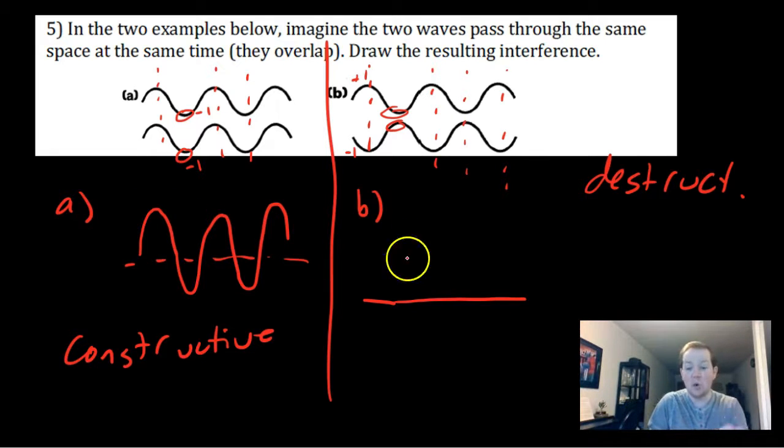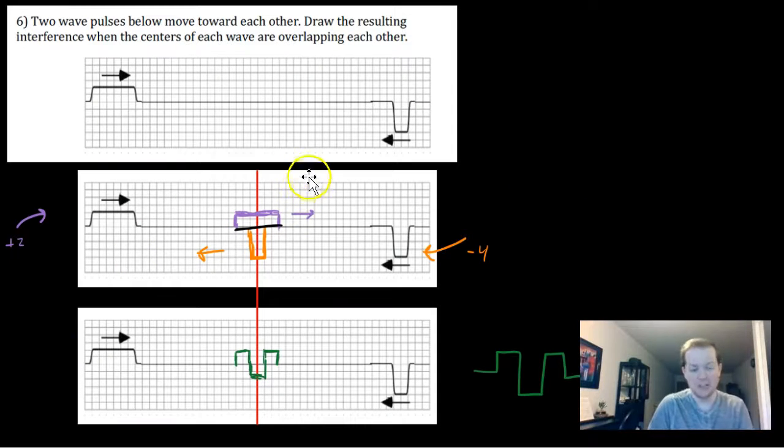Okay, so these are what I expect to draw. It's tough, but you pretend like you kind of cut them out, lay them on top of each other, and what's the result? Okay, just think, am I adding the waves? Am I adding those amplitudes? Or am I subtracting them? Next one, jumping down. Number 6, we're just about done.